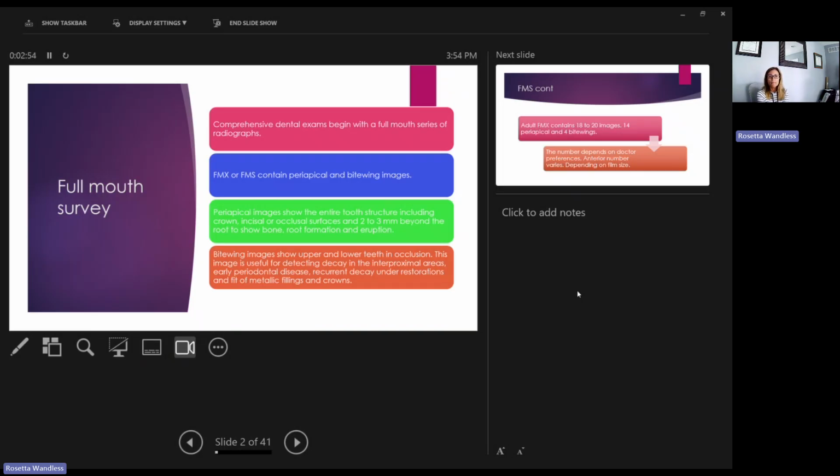A bite wing image is going to show the upper and lower teeth in occlusion, so biting down. This image is useful for detecting decay in the interproximal areas, early periodontal disease, recurrent decay under any restorations, and fit of metallic fillings and crowns.